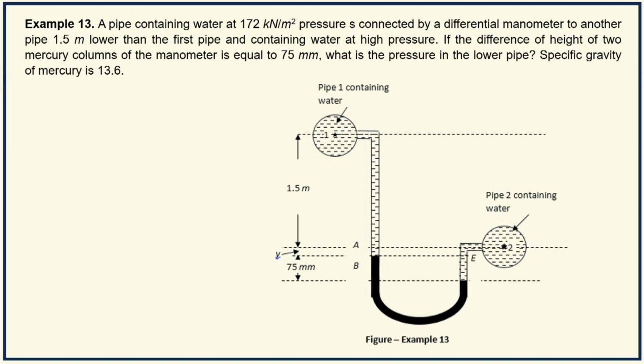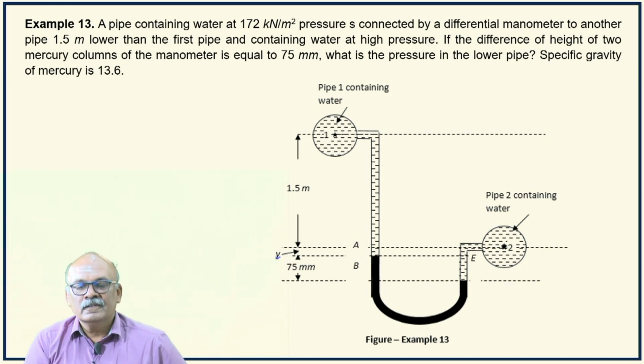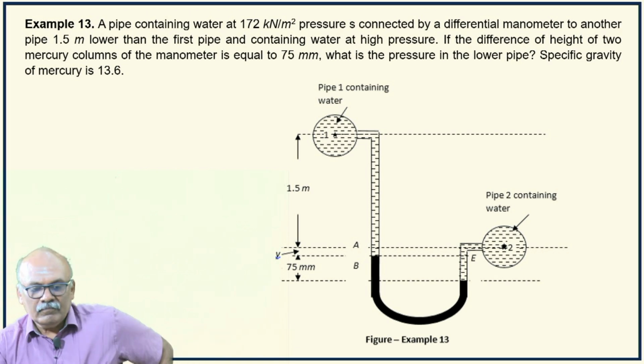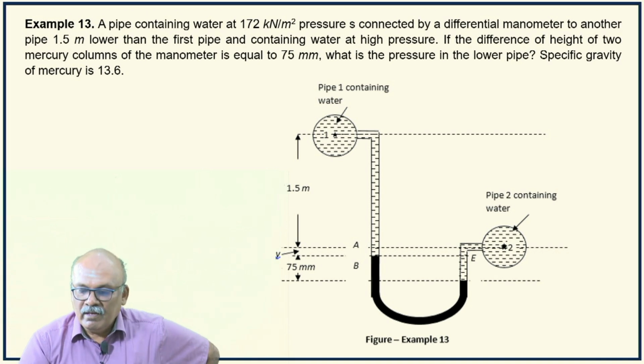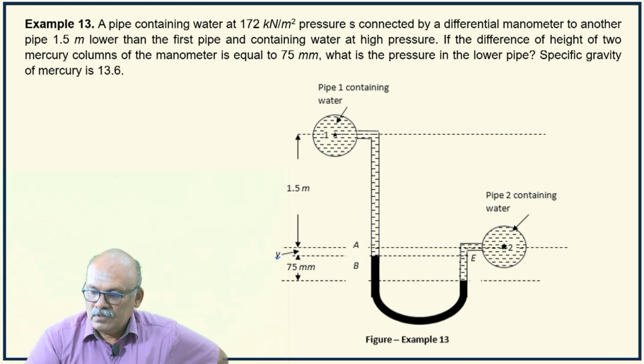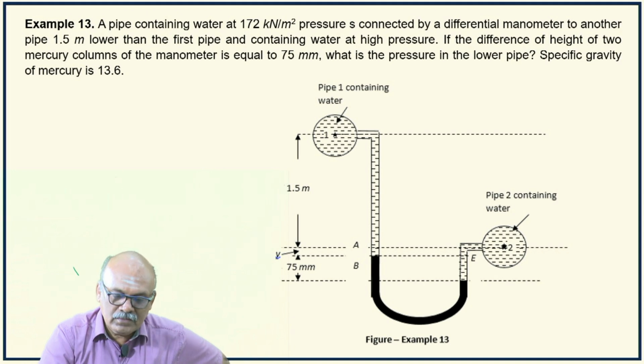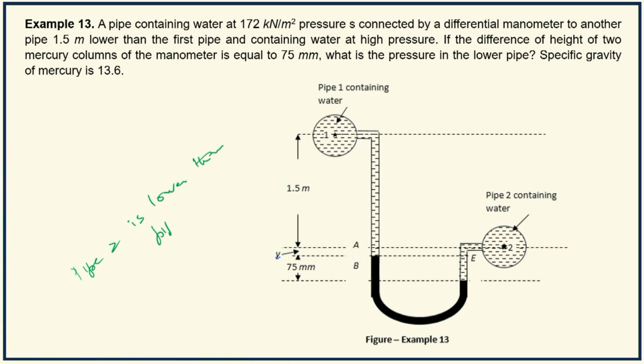So let us solve a problem here. A pipe containing water at 172 kilonewton per meter square is connected by a differential manometer to another pipe 1.5 meters lower. So pipe 2 and pipe 1. Pipe 2 is lower than pipe 1 by 1.5 meters. That is this one.